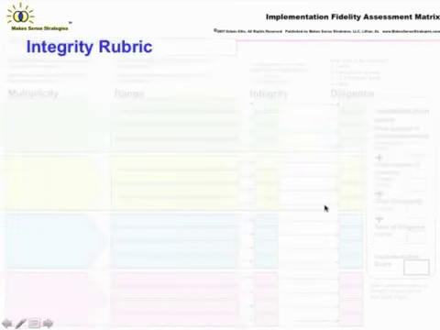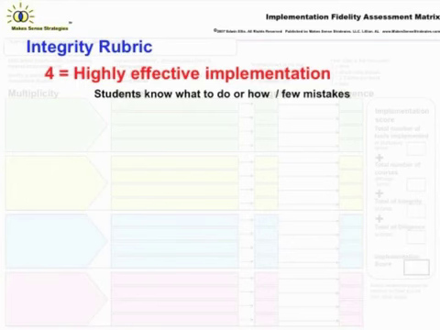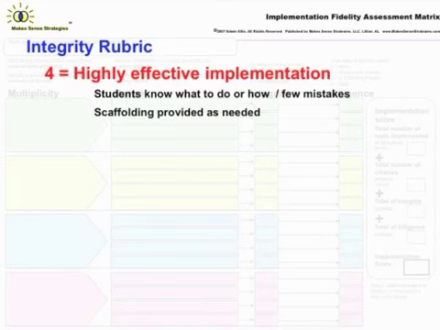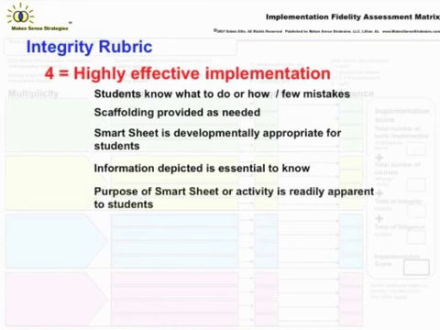And so, for example, there can be a rubric on integrity. And so a score of 4, for an example, is highly effective, and what that looks like is students know what to do and how, and they're using them with few mistakes. That scaffolding assistance or gradual release is provided as needed and is appropriate. The smart sheet is developmentally appropriate for students. The information is essential to know. The purpose of the smart sheet or the activity is readily apparent to students. They understand why they're using it.